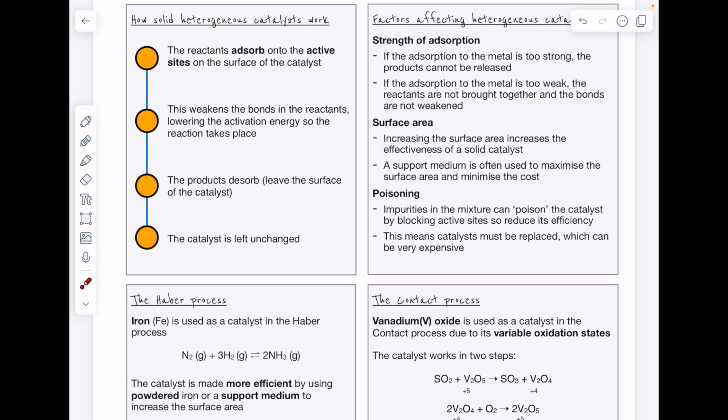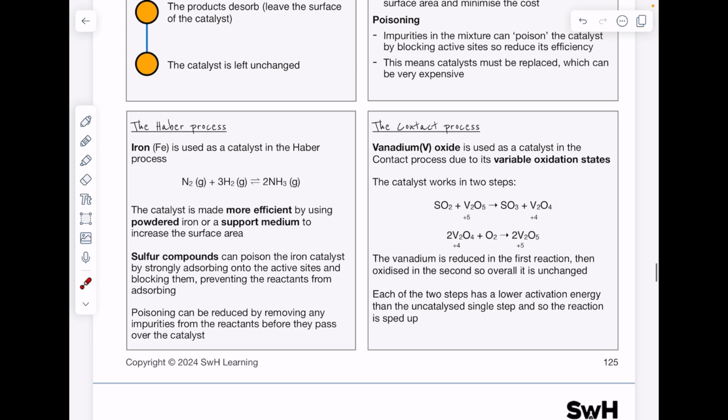Now, poisoning may occur. This is when impurities in the mixture can poison the catalyst, blocking the active sites, reducing its efficiency, meaning that catalysts must be replaced, which can be very expensive. Let's look at a couple of examples of heterogeneous catalysts. The one you'll be more familiar with probably is the iron used in the Haber process, a reversible reaction used to make ammonia. Now remember that iron catalyst increases the rate of both the forward and reverse reactions equally. The catalyst is made more efficient by using powdered iron or a support medium to increase the surface area.